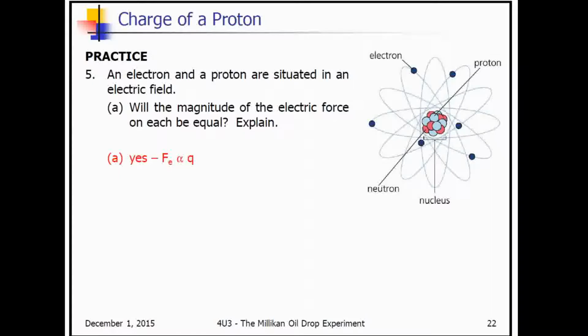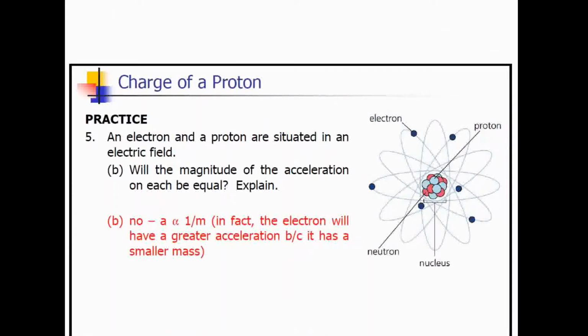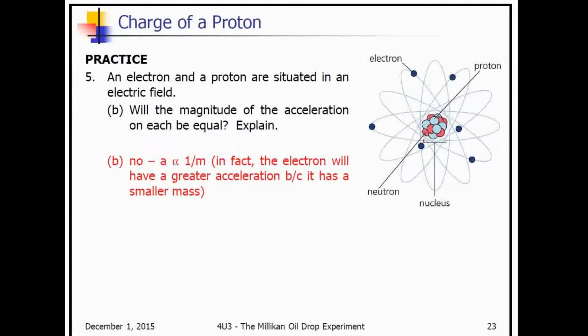So this question says, an electron and proton are situated in an electric field. Will the magnitude of the electric force on each be equal? And it will, because they have the same charge. It's just that one is negative, one is positive. However, the next part of this question asks, will the acceleration on each be equal? And it will not, because the mass of the proton is much larger than the mass of the electron. So the electron will accelerate faster than the proton.